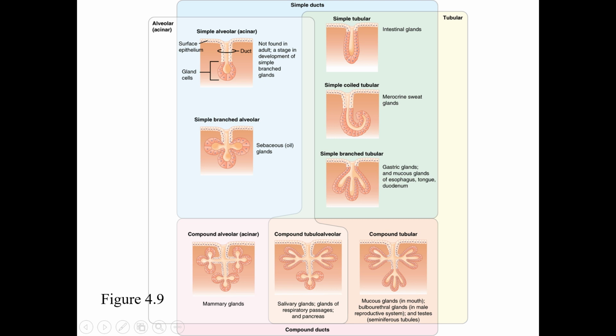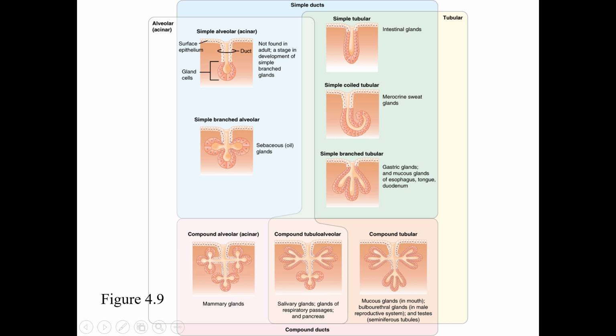This would be also simple, but it looks like a tube, so simple tubular. Also simple tubular. You can call it coiled or just simply simple tubular, and that is simple branched tubular. One duct but 3 secretory units.